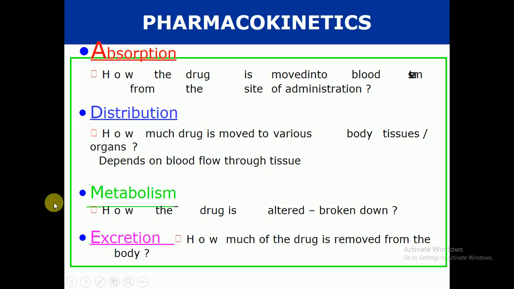After that, excretion means how much of the drug, the amount of the drug, can be excreted or removed from the body.